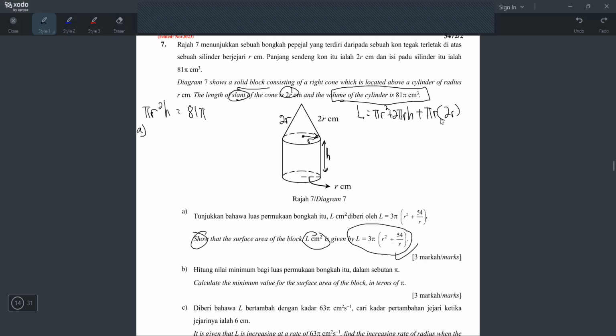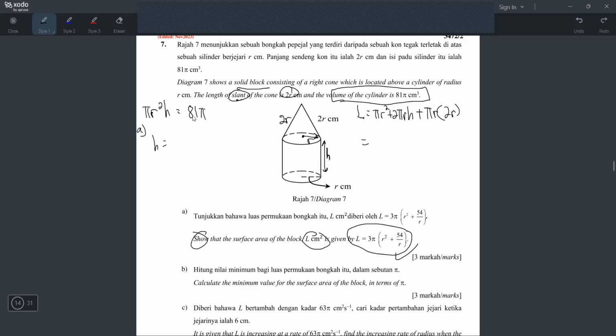So now my job is what? Is need to find H. You know why? Because this one is in terms of R only. But now my one got H, so I have to find H. But how to find H? Use the volume information. Use this one to find H, then only you can sub inside here. Then only you can find your surface area in terms of R.